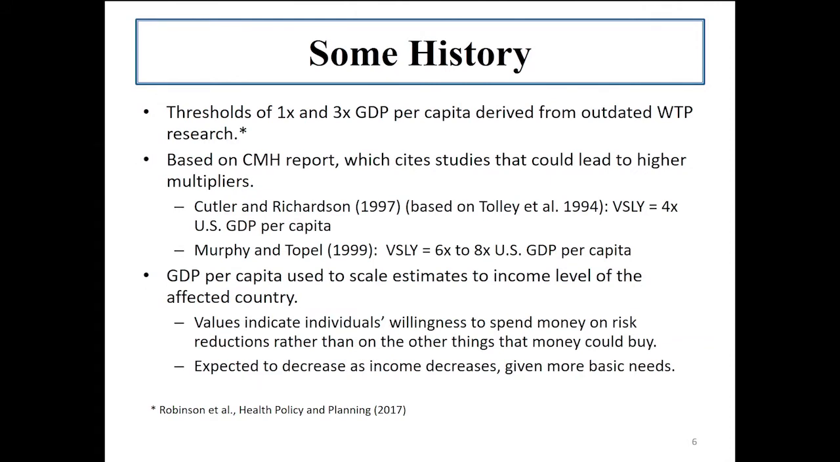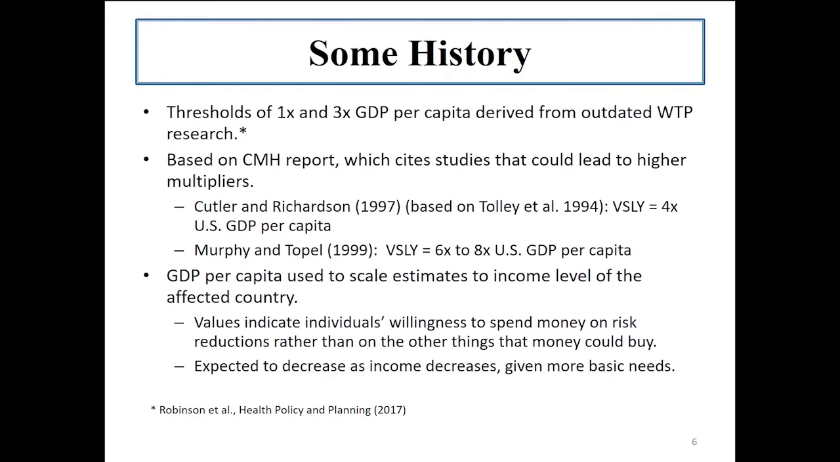Carl mentioned the one and three times GDP per capita thresholds. I think most of you probably know that these are based on work by the Commission on Macroeconomics and Health. They weren't intended to be firm estimates. They were based on some very old research that would have, in fact, supported higher thresholds. It does raise the question, though, of why do we use GDP multipliers?